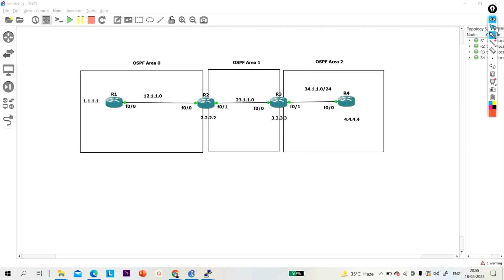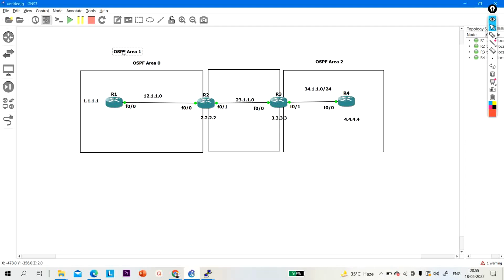The question you asked about summarization: we do summarization just to reduce the size of the routing table, and the topology table as well, right? Yes, basically it summarizes the prefixes. And also to stop query messages.